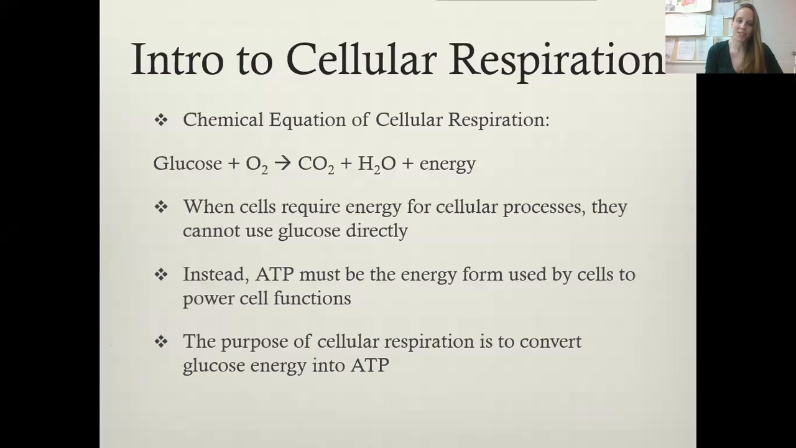So the chemical equation for cellular respiration is that we take glucose and oxygen, and it becomes carbon dioxide, water, and energy. Anytime cells require energy for different cellular processes, they can't actually use the glucose, which has potential energy stored in its bonds. Instead, we have to convert that stored potential energy into usable energy, and in cells, the usable energy is ATP. So the whole point of cellular respiration is to just convert the energy stored in glucose into ATP energy.